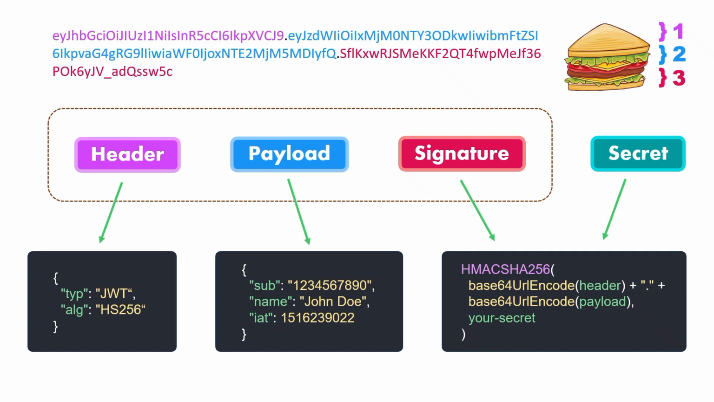Here is the key part, the secret. Just as you wouldn't share your cake recipe with everyone, you must keep the secret safe. It's what prevents others from creating a matching signature and tampering with the token. With the signature in place, our JWT sandwich is fully assembled and ready to serve. Next, we will explore real-world scenarios where JWT shines, adding a sprinkle of practicality to our knowledge.